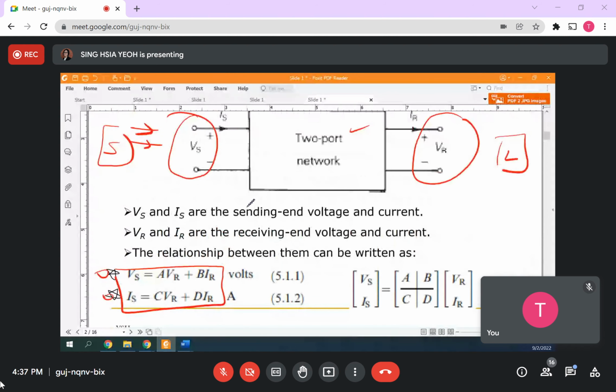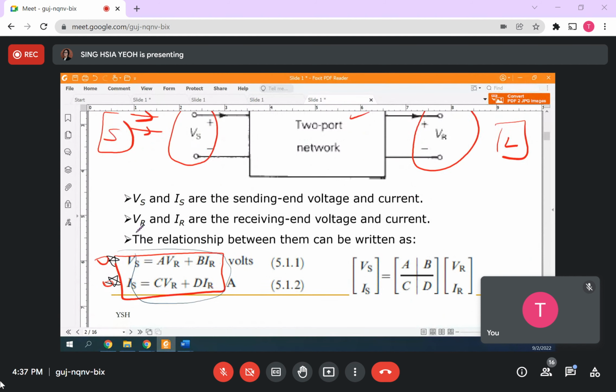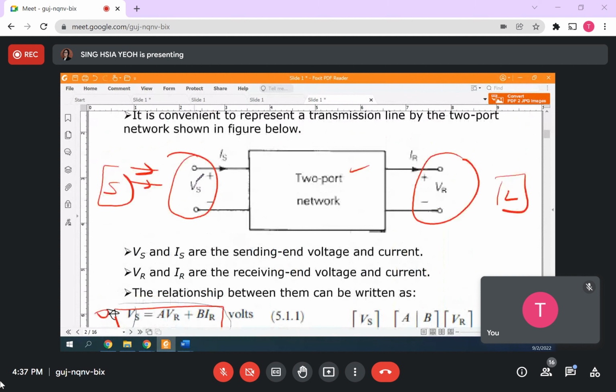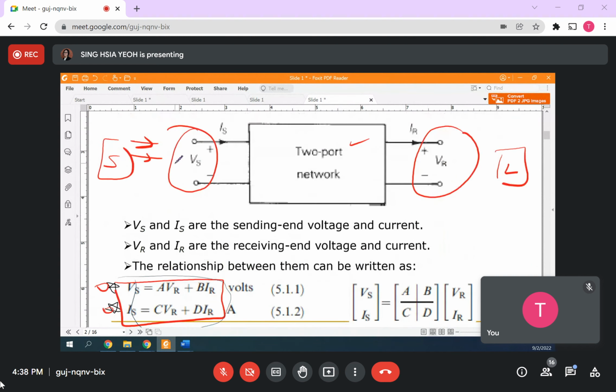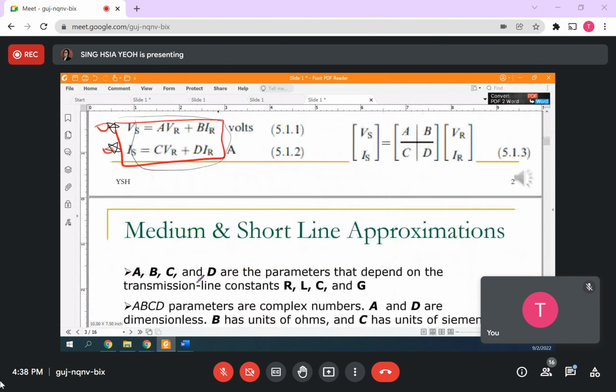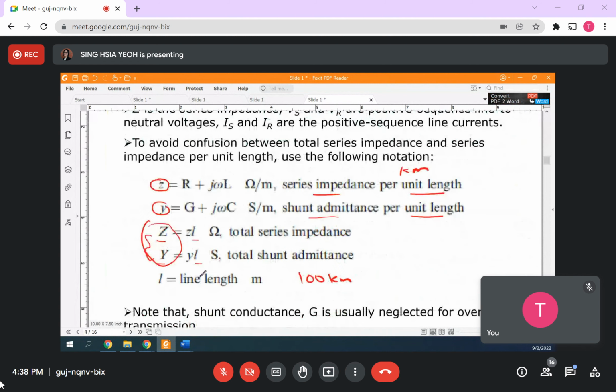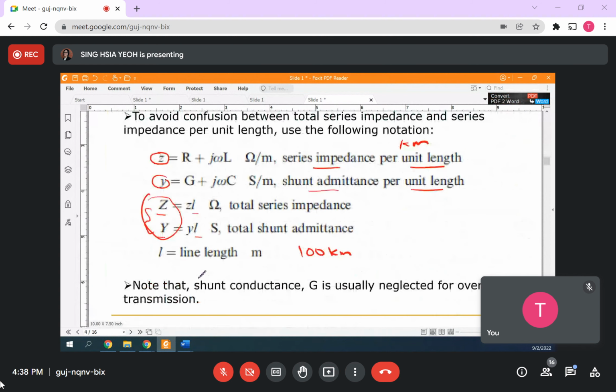You have a very basic formula for this, a basic formula for all. PS, the sending end, will be here, the two-port network: sending end voltage and sending end current, then receiving end voltage and current. The relationship between the sending end and the receiving end is the ABCD parameters. There is no need to do the derivation, you just need to memorize.